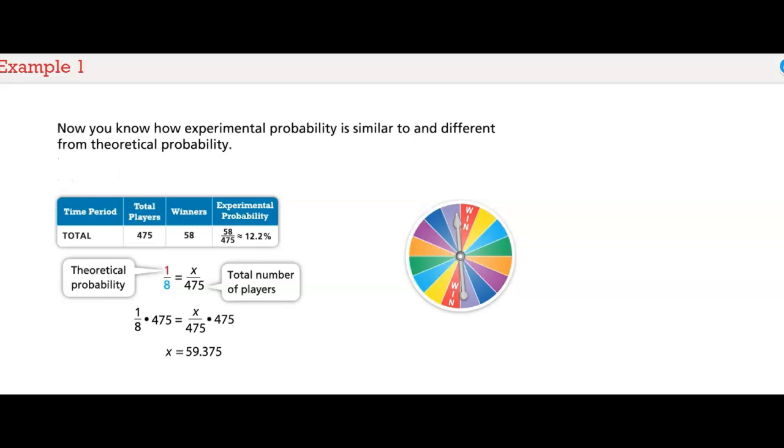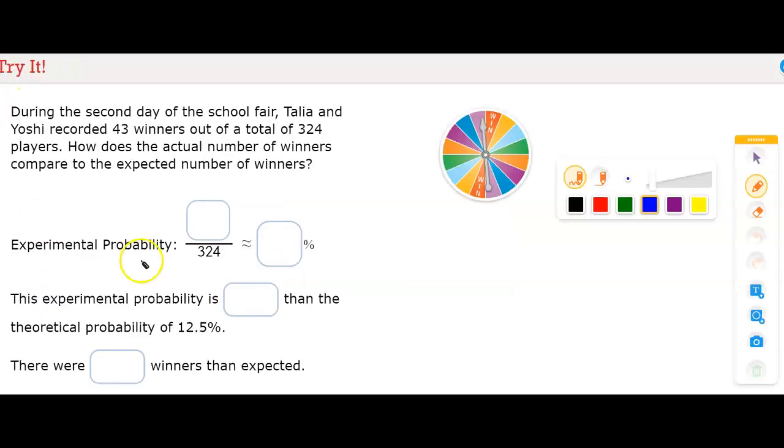Now you know how experimental probability is similar to and different from theoretical probability. During the second day of the school fair, Talia and Yoshi recorded 43 winners out of a total of 324 players. How does the actual number of winners compare to the expected number of winners?